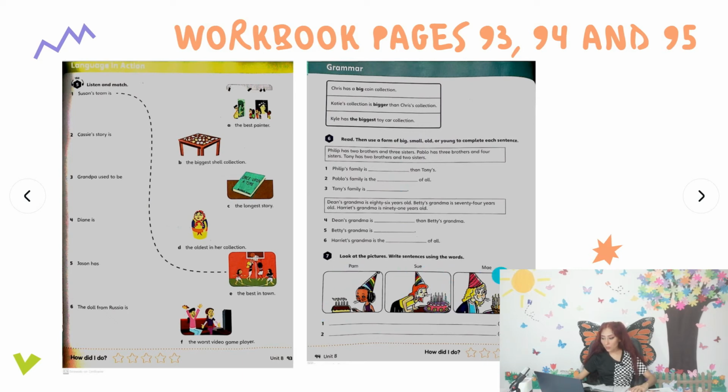Number 7, look at the picture, write sentences using the words. Pam, Sue, and May, okay? So look at how many candles they have on each cake. Miren cuántas velitas tienen en cada pastel. So, for example, number 1 has 5. So I think it means that she is turning 5 years old, etc., okay? So, for example, I would say, Sue is older than Pam, because I have in here older. Vamos a hacer oraciones usando las palabras que nos dan entre paréntesis. Ya está en comparative and superlative. I would say, May is the oldest of all.